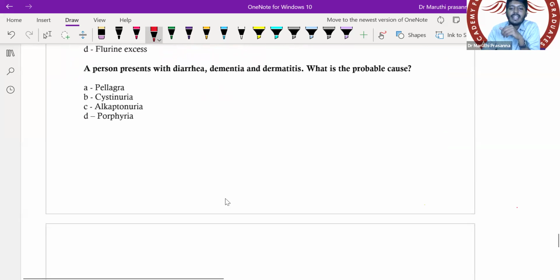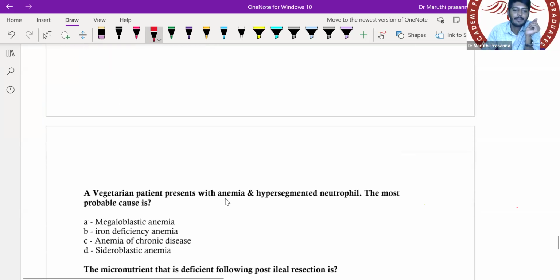Okay, a person presents with diarrhea, dermatitis, and dementia. What is the probable cause? The probable cause is the 4D disease, pellagra. Very good. 4D disease, pellagra.